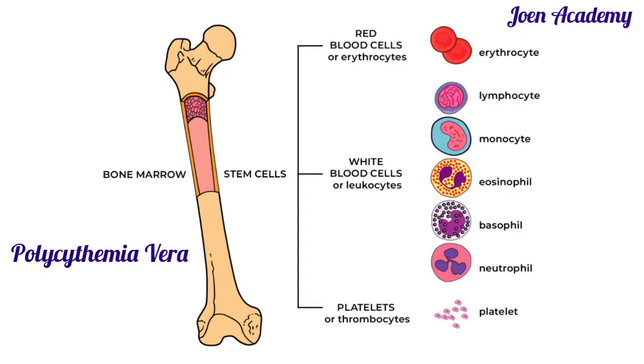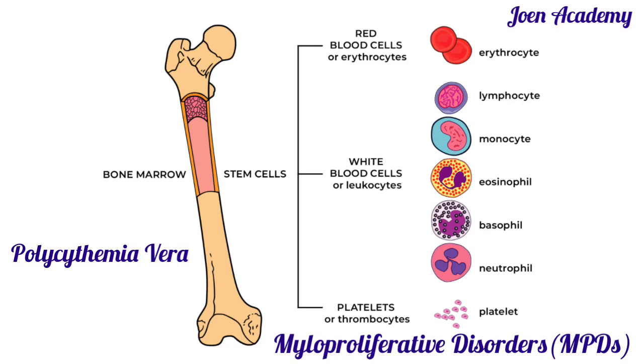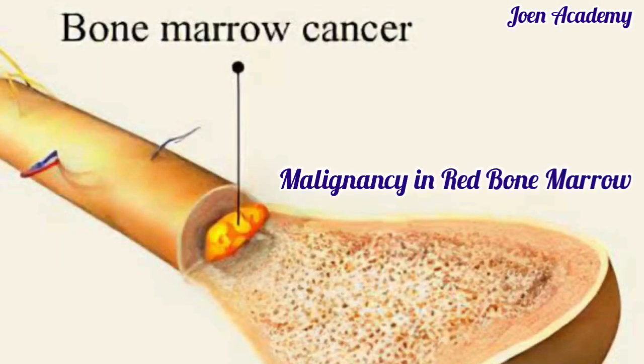Polycythemia vera occurs in myeloproliferative disorders. Myeloproliferative disorders are blood cancers caused by changes in stem cells inside bone marrow. A good example of myeloproliferative disorder is malignancy of red bone marrow.